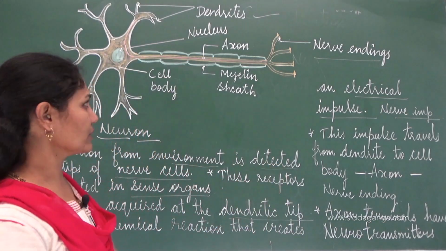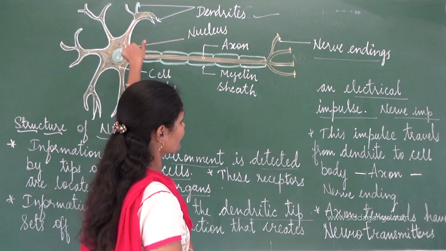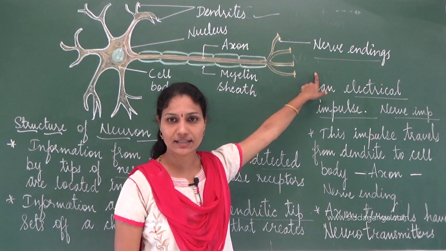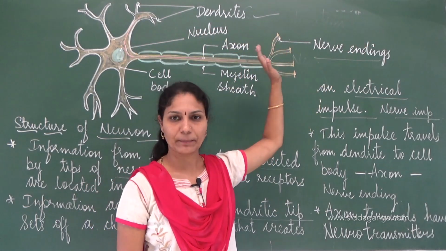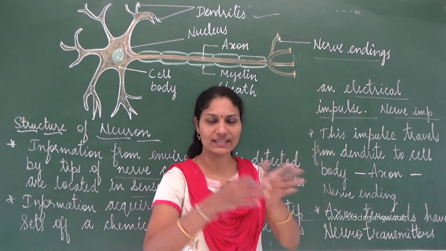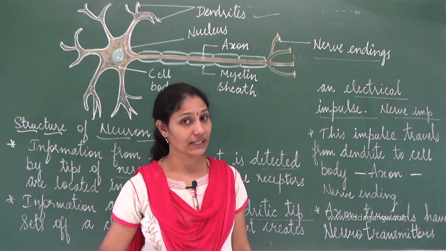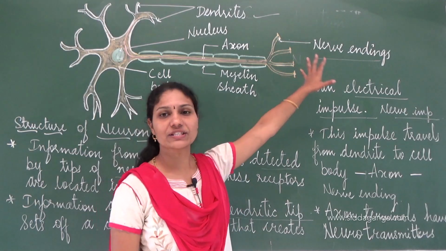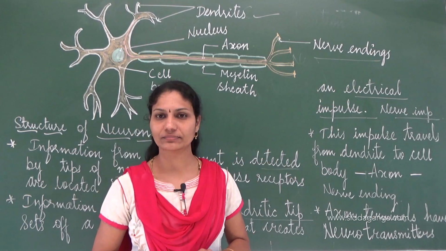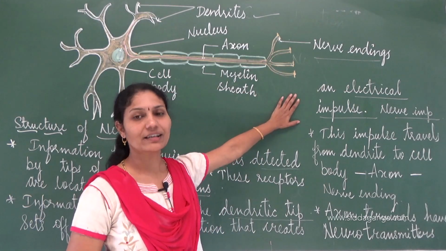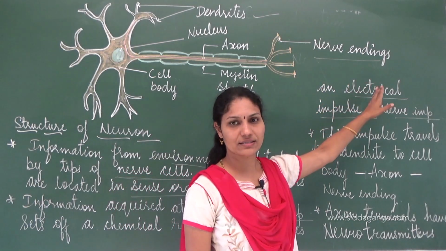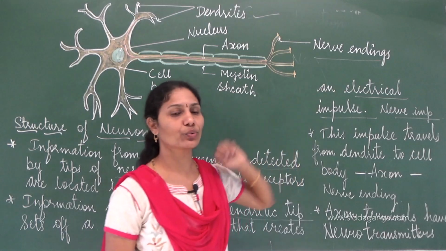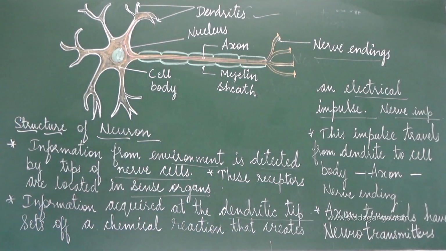But here what I am telling you is, information from dendrites travels till the nerve endings, and this is one particular neuron, and there are so many such neurons. They are connected to each other, they are placed one besides the other, but they are not in physical contact with one another. There is a gap between first neuron and the neuron that is adjacent to it. The gap between two neurons is referred to as synapse.